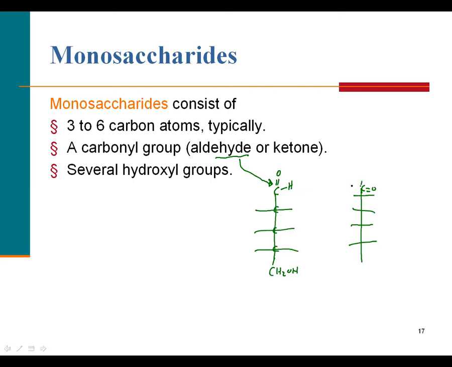Could also have this sort of group here. And again, this is our 3 carbon run, carbon, carbon, carbon, with our carbon-oxygen double bond in the middle. And that is our ketone group, just like we saw in organic chemistry. So these monosaccharides will really have either an aldehyde group on top, or it will have a ketone group.